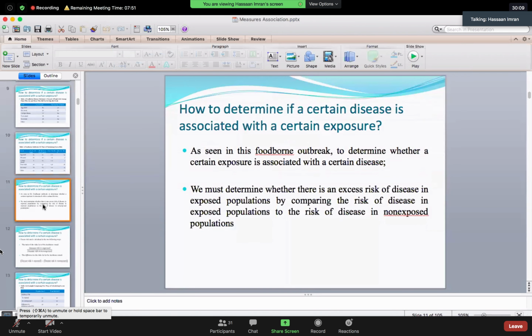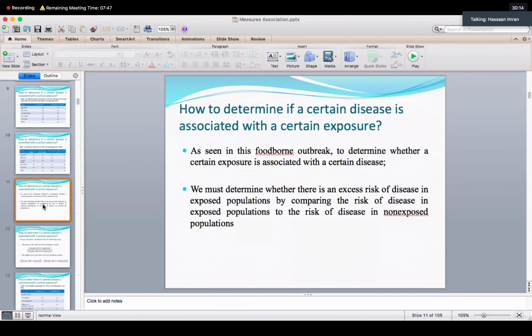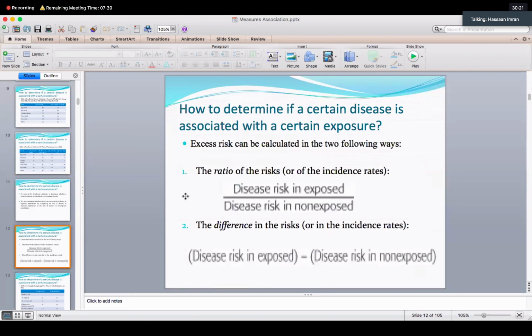Moving on to the next one. This is just the explanation of the previous table we talked about. So how can we calculate that excess risk? In two ways: either we take a ratio or we take a difference. And where is this data going to come from? The 2x2 table. Very good, Kiran.